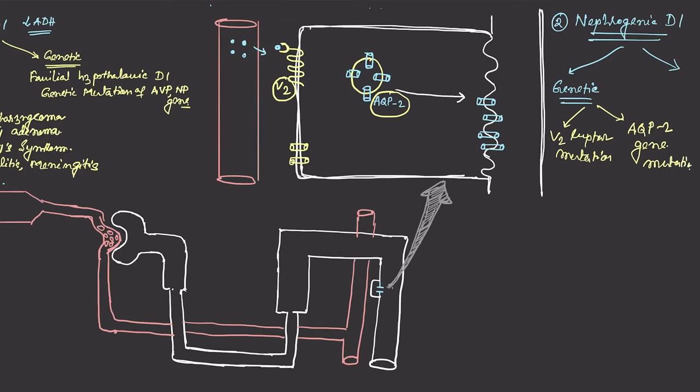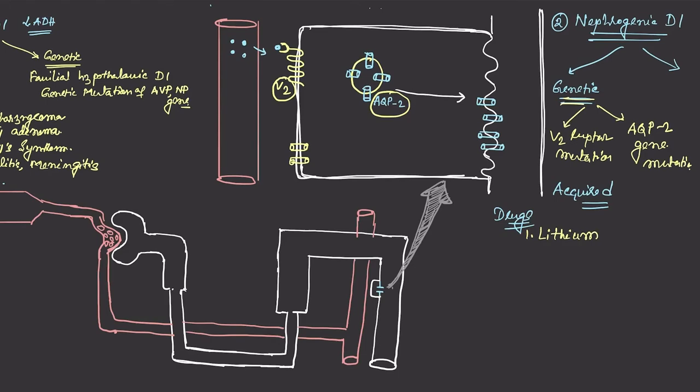Now, coming to the acquired causes of nephrogenic diabetes insipidus. The most important cause of acquired nephrogenic diabetes insipidus is the use of different drugs, right? So, drugs are the most important acquired cause. Now, what are the different drugs that cause nephrogenic diabetes insipidus? The most important, or most vulnerable, drug that can cause it is lithium.